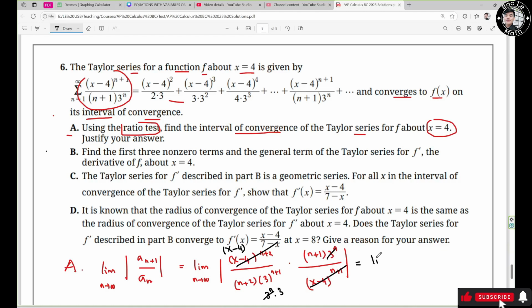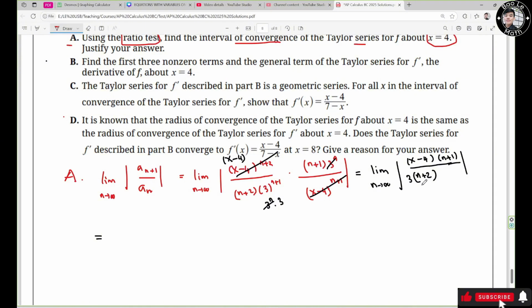So I have the limit when n approaches infinity of the absolute value of s minus 4 over n plus 2 times 3 times n plus 1. Now when n approaches infinity, n is much greater than 2, so you just ignore this one, right? This one, same thing, you just ignore 1 right here, right? So you have n on the top and n on the bottom, cancel out, right? So you have the absolute value of s minus 4 over 3.